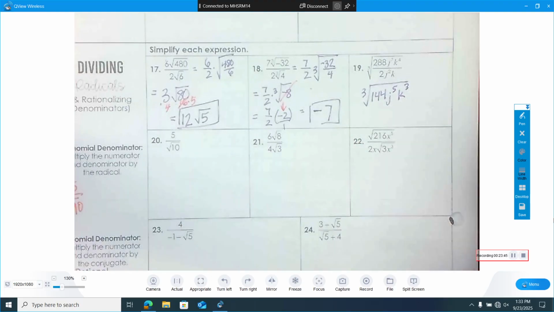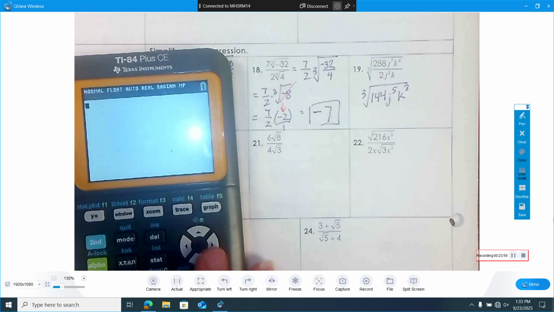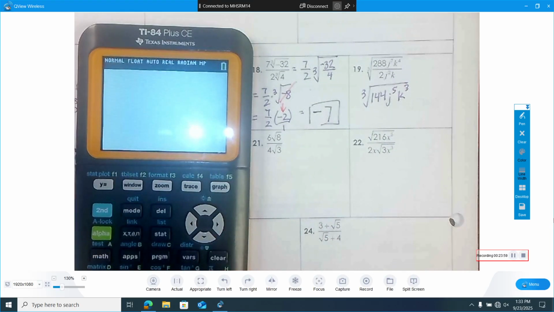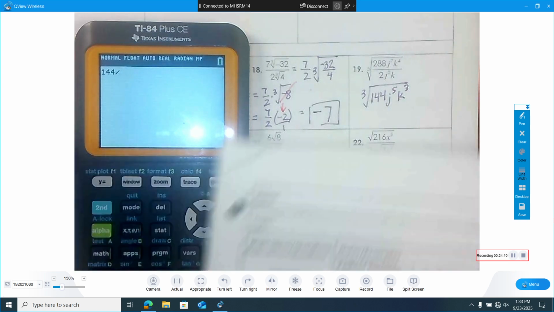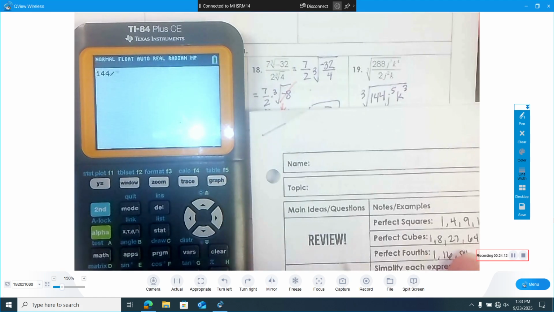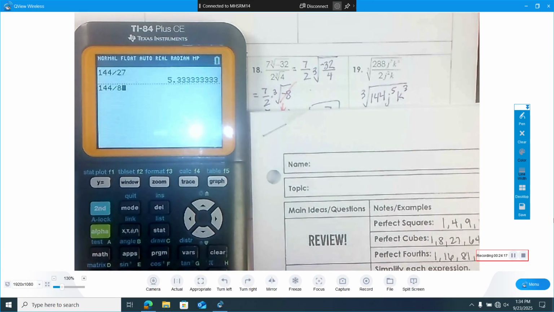k cubed. All right. Now we're looking for our perfect cubes. Let's see. I've got to go back to my list. Does 144 on my perfect cubes list divide? Well, it does divide by 12, but I'm looking for perfect cubes, not squares. So I'm looking at my perfect cubes. Does it divide by 27? I don't know. No. 144 divided by 8.